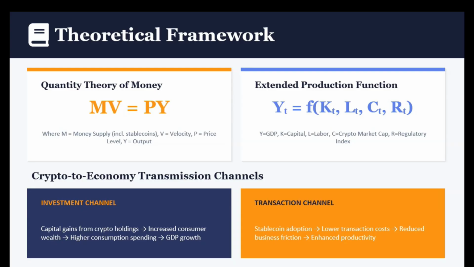Your colleague is trying to look at the transmission mechanism in the economy, either an investment channel or a transaction channel. The transaction channel fits with this model, and the investment channel fits with this model.